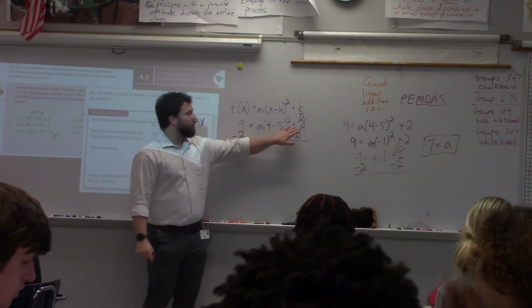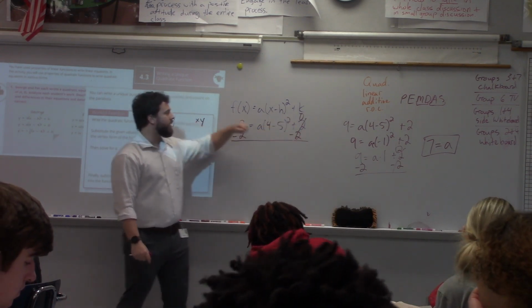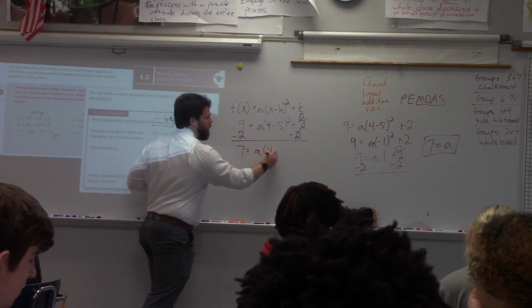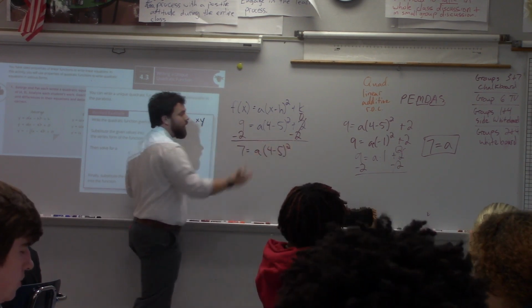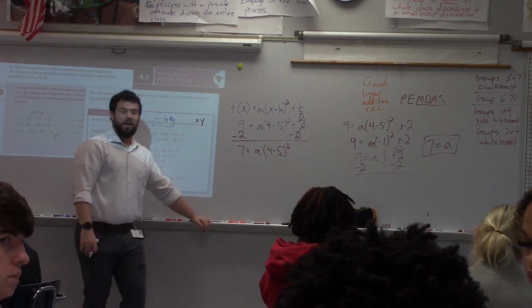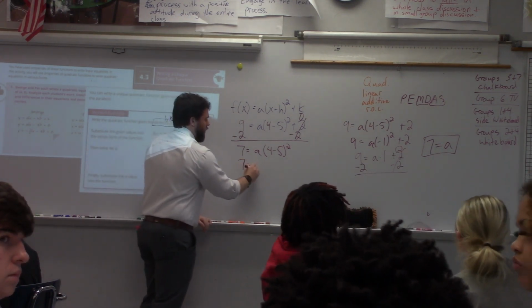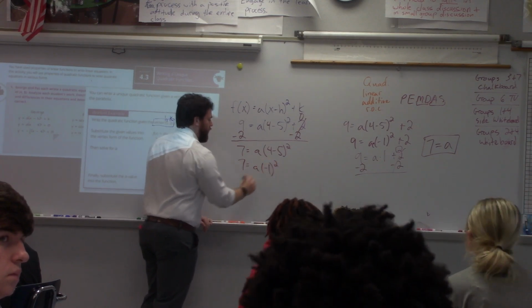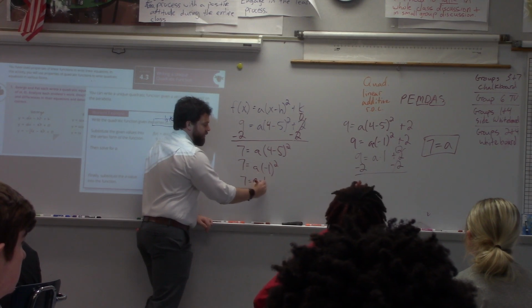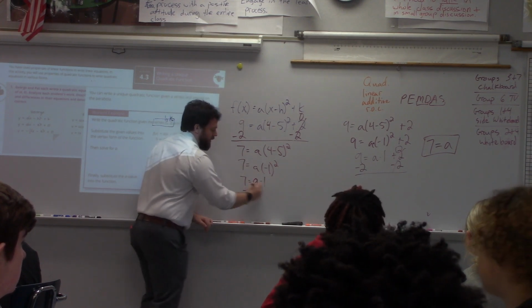I subtracted 2 to create a 0 and I did it to both sides of the equation. Now I have 7 equals a times 4 minus 5 squared. What would I have to do next? I'd have to do what's inside those parentheses. 4 minus 5 is? Negative 1. What's negative 1 squared? 1. And then a times 1 is? Did that give me the same answer?